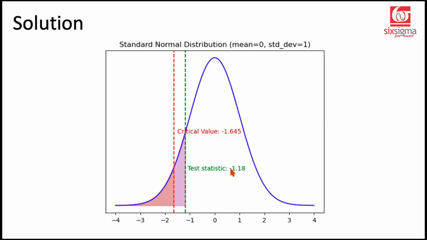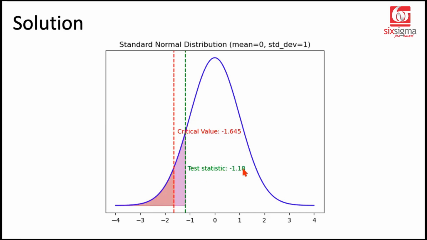We normally don't use the word accept for null hypothesis. We don't say we accept the null hypothesis. We say we fail to reject. There's nothing called accept null hypothesis because that's the prevalent belief that's assumed to be true. Since the test statistic does not fall in the critical region, we fail to reject the null hypothesis.